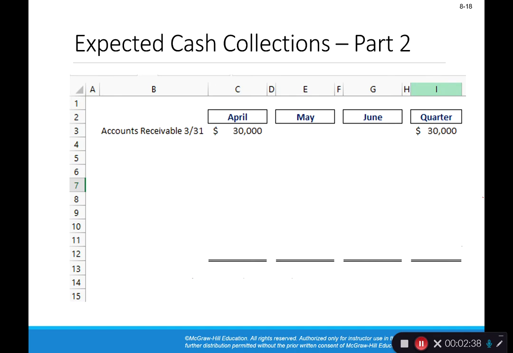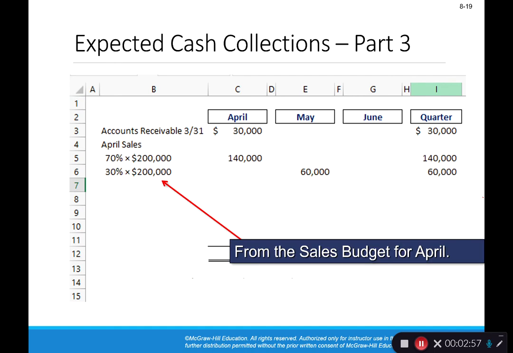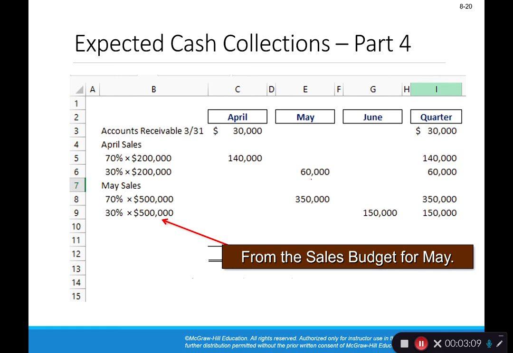So we're going to start off with our April cash collections, which will start with accounts receivable from March 31st. And then to that, we're going to add the amount of our April sales that we expect to collect in April. And based on our assumptions, 70% of those April sales will be collected in April, 30% in the next month, which would be May. And then we're going to go through and do the same thing for our May sales. 70% will be collected in May, 30% will be collected in the month following May, which is June.